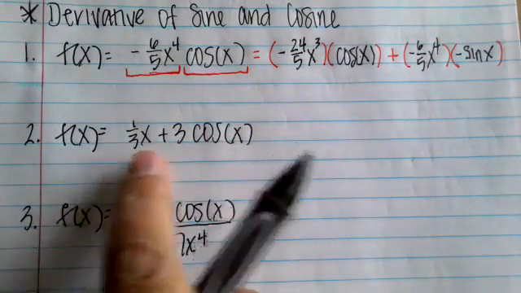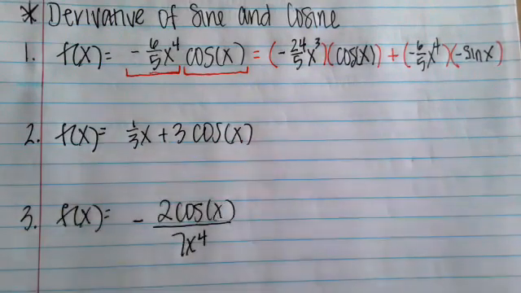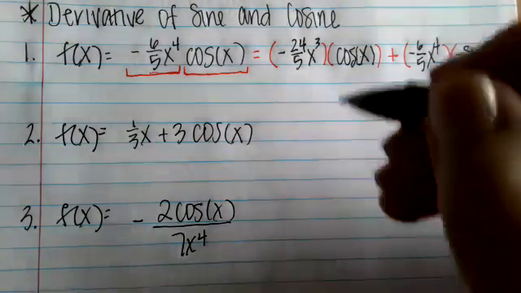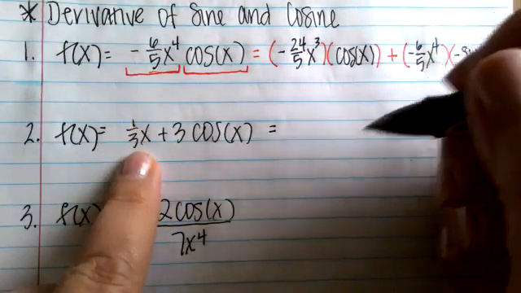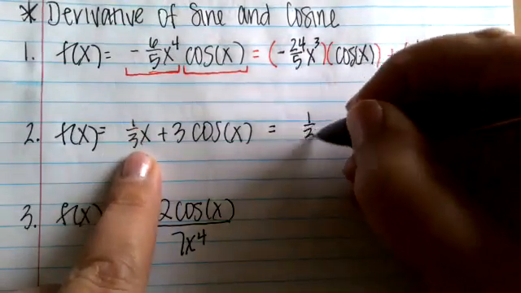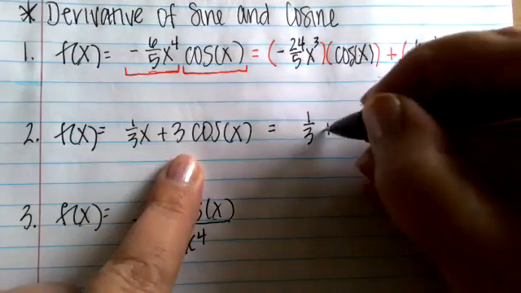You're just finding the derivative of this piece, derivative of this piece, done. Okay, and so if I want to find the derivative here, I just take the derivative of each one. So 1/3 x, the derivative is just 1/3. And then this would be 3.